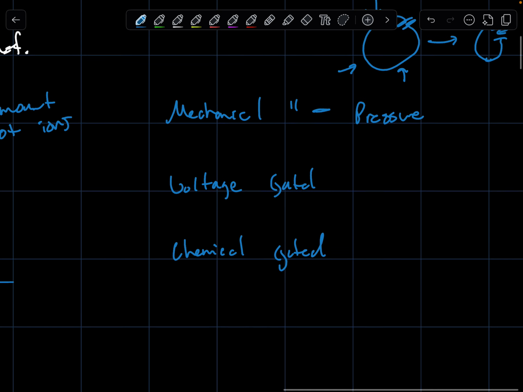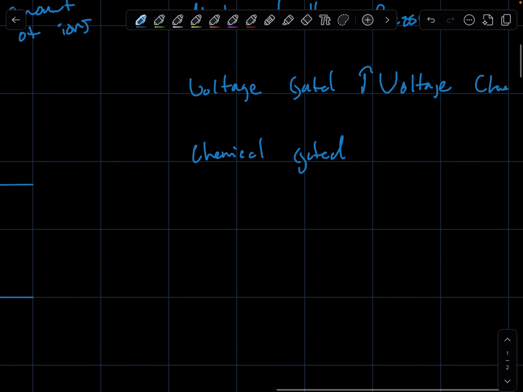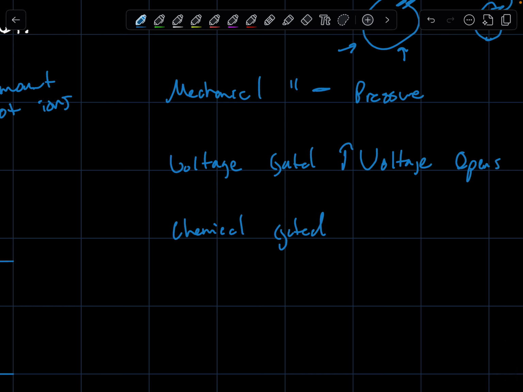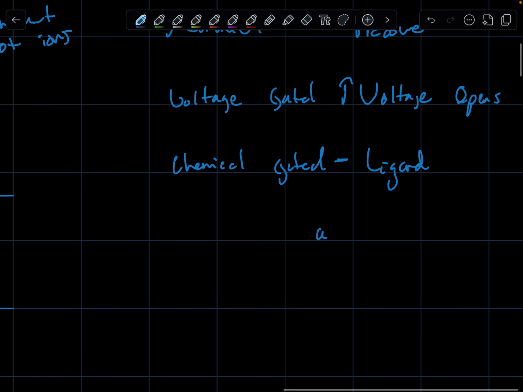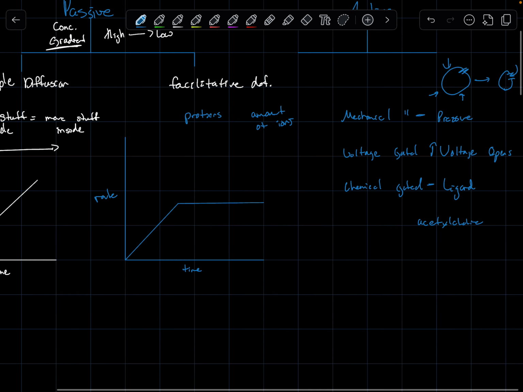Now, voltage gated is based off of voltage. So if there's an increase in voltage, then that channel will open. Now for chemical, these gates need a specific ligand, and if that ligand binds, then it allows it to open. An example of this is acetylcholine, which is a very common ligand for chemical gated ion channels.